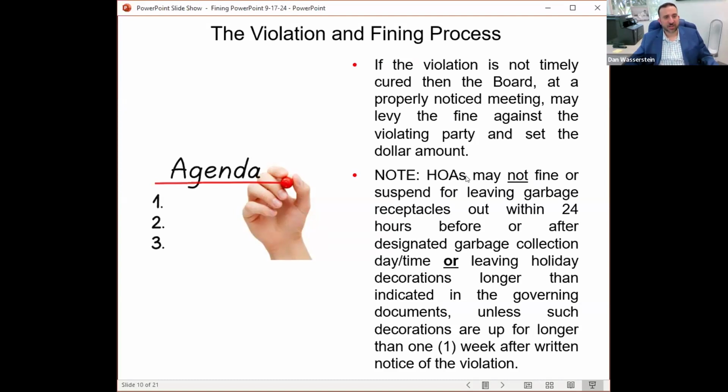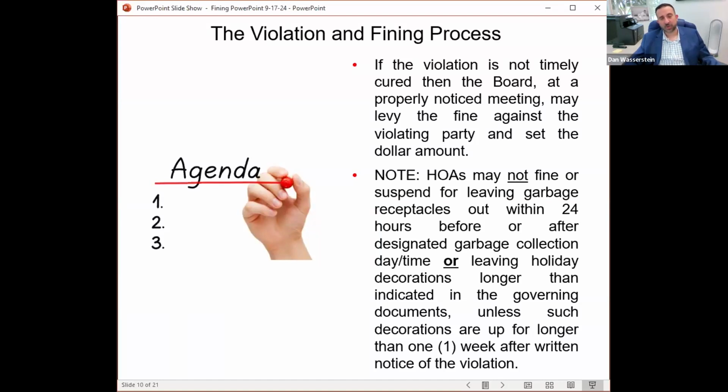Now, interestingly here, we see a note. This is new for this year. For HOAs, they're not allowed to fine or suspend an owner's rights if they leave garbage cans out for more than 24 hours after the pickup time. Some communities used to issue a violation if the trash pickup was in the morning and the trash cans were still out at night. That's no longer permissible under the current version of the HOA statute.